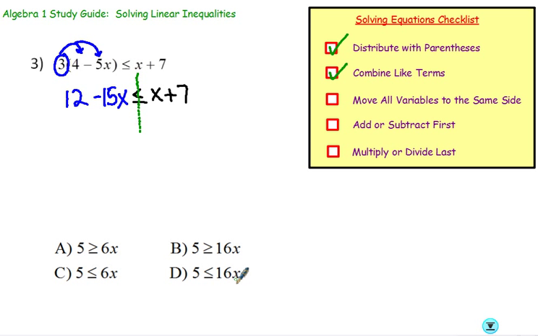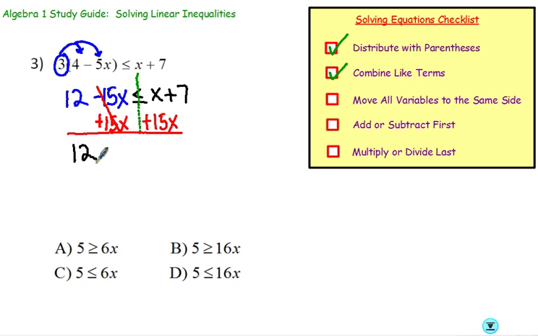So now, how do we move something? Well, in algebra, we always do the opposite to move things. So the opposite of a negative 15x, or of subtracting 15x, would be to add 15x. So we're going to add 15x to both sides. And then what ends up happening is that those 2 things cancel out, which is what we wanted to happen. And then I'm going to bring down the rest of what I have.